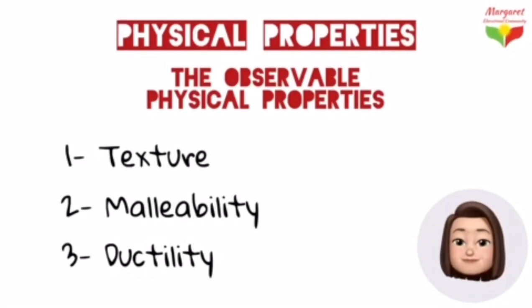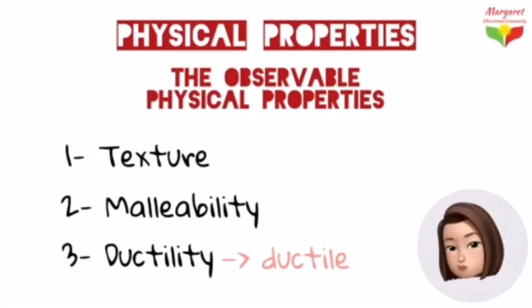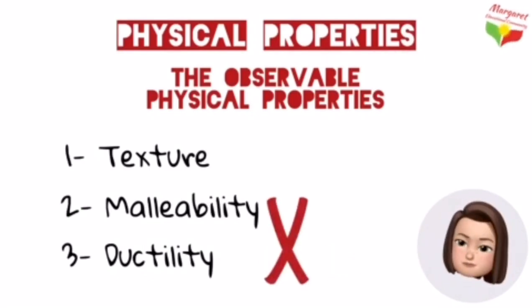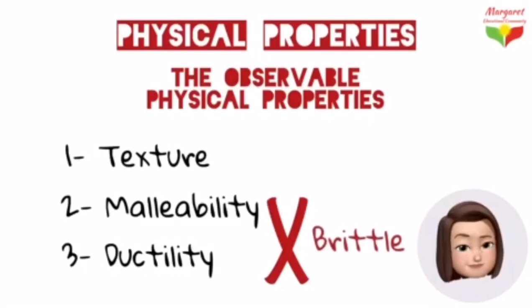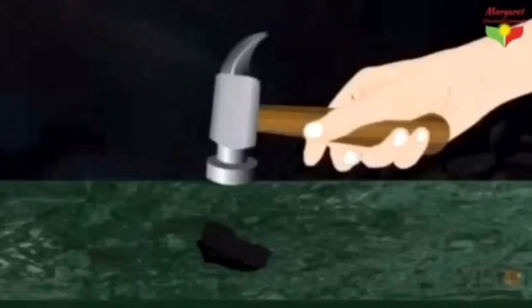Substances that have the property of ductility are said to be ductile. The opposite of both malleable and ductile is brittle. Brittle means that the substance breaks easily.